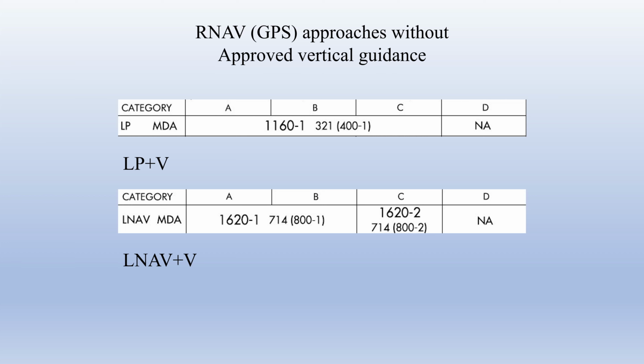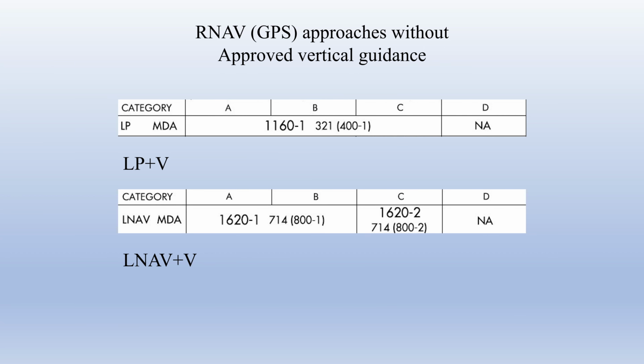First, it's important to note that the LP+V and LNAV+V approaches are not approach types that are recognized by the FAA, so you won't find any LP+V or LNAV+V minimums on approach plates. You're simply flying either an LP approach or an LNAV approach with a GPS that happens to give you a glide path to follow, so you'll use the minimums for the LP or LNAV approaches.